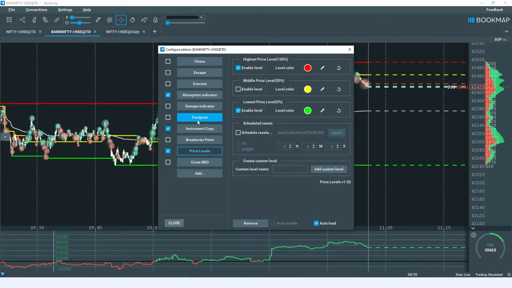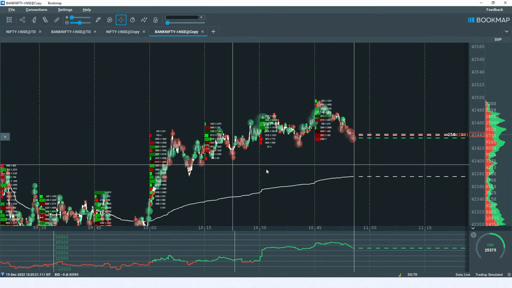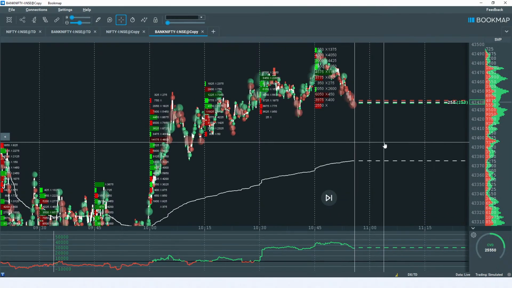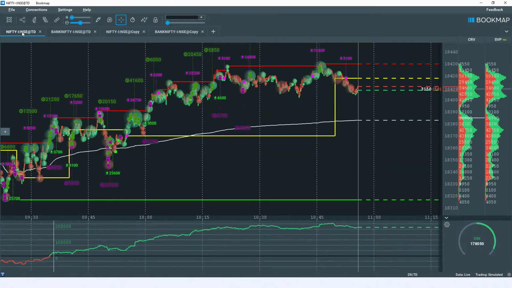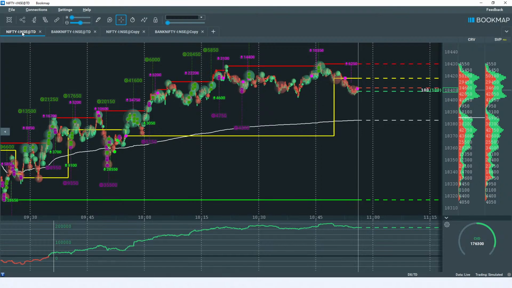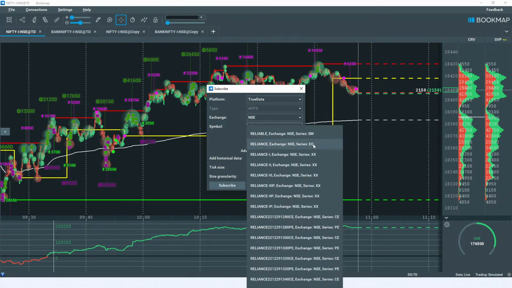Let's also add the Bank Nifty instrument copy. Okay, Purna is asking, can you show one chart of any stock? Okay, let's take TrueData and Reliance.